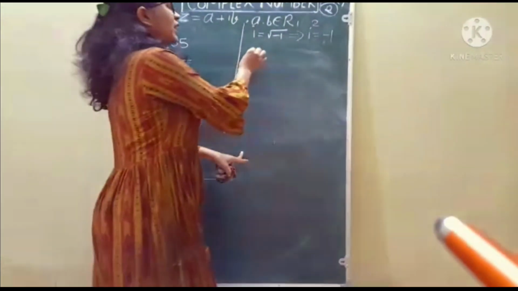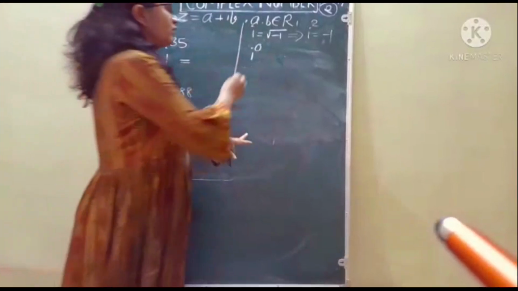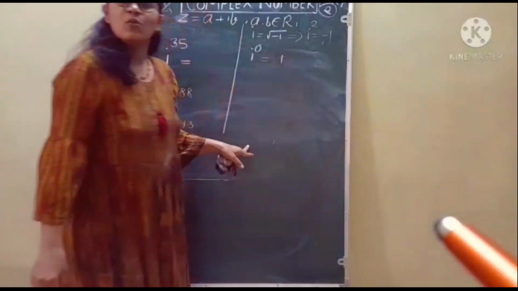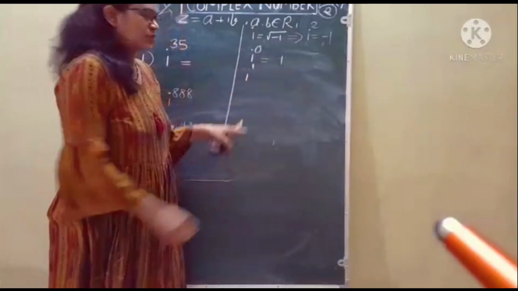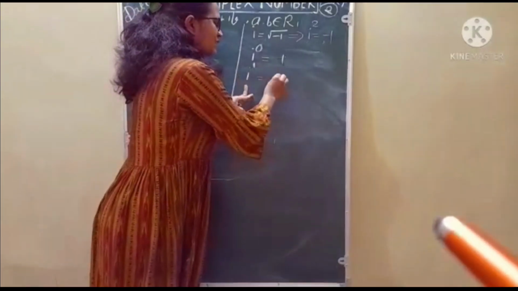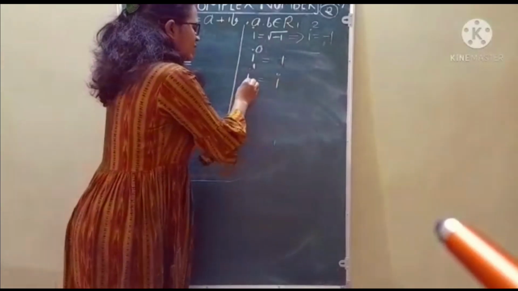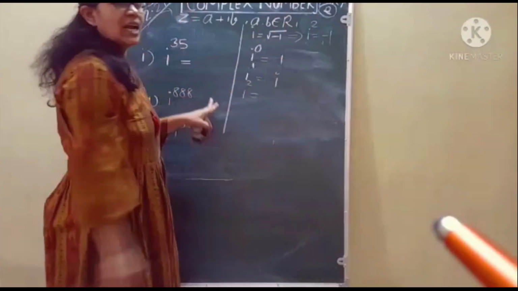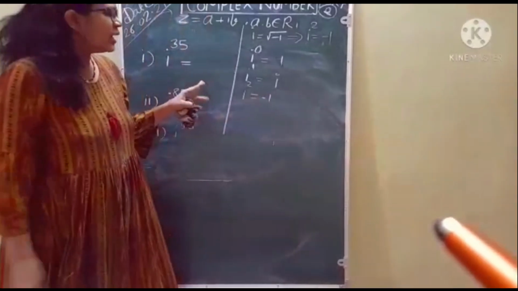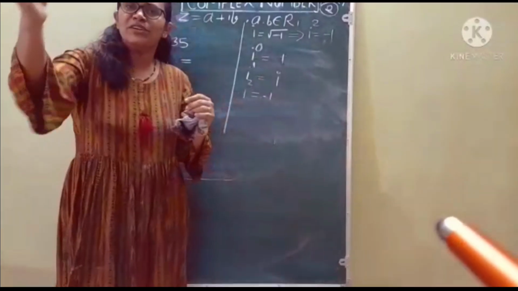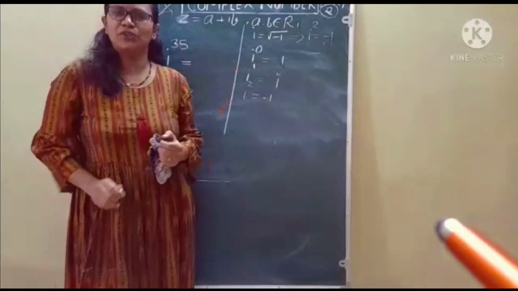We know that i to the power 0, by using the rules of indices, is 1. I to the power 1 is i. I square, by the definition of complex number, is minus 1. But what about the value of i to the power cube? Do you know how to find the value for i to the power cube?